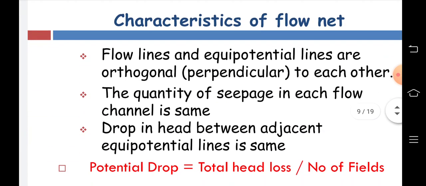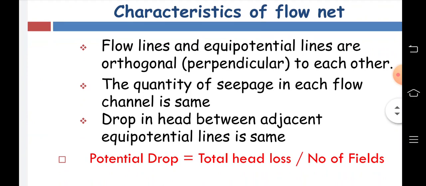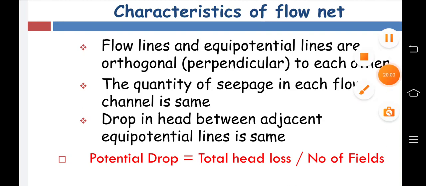Okay, so what are the characteristics of the flow net? Note that, these are very important parts. I thought you had already learned this in fluid mechanics. So the characteristics of flow nets are: these flow lines and equipotential lines are orthogonal or perpendicular to each other. Note that this is the first one.